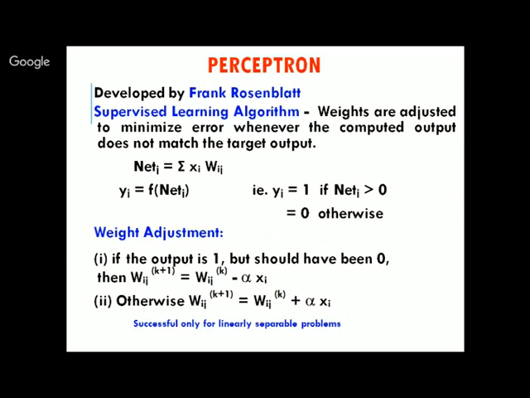See, if the output is 1 but should have been 0, that means the target value is 0 and the calculated output is 1, then the weight will be changed. See how the weight is changed. The new wi is the present weight minus alpha xi. Alpha is known as the learning rate, xi is the input. And we get the new weight. Otherwise, if the output is 0 and the target is 1, then we add it. If the output is 1 and the target is 0, then we subtract it. So there is a plus minus difference in the weight adjustment.